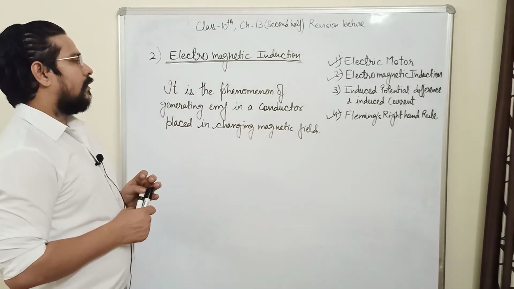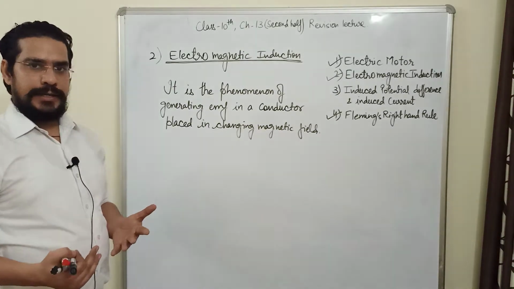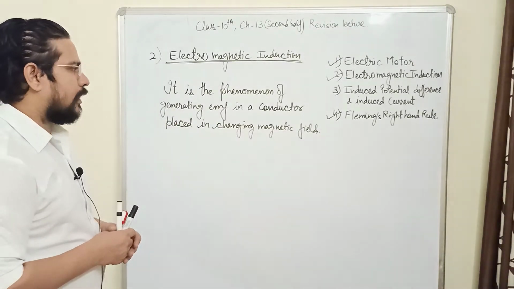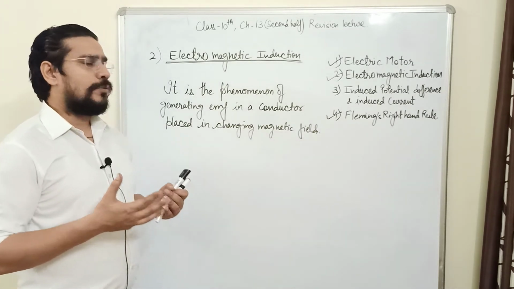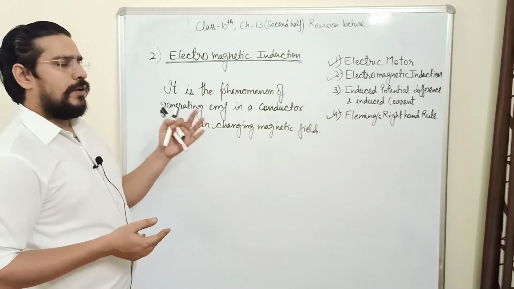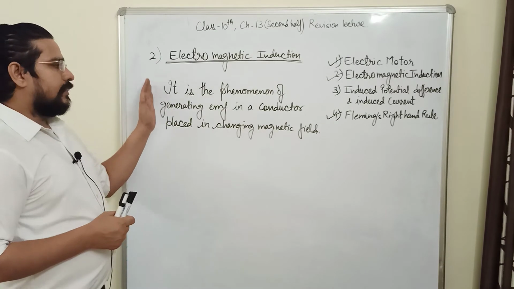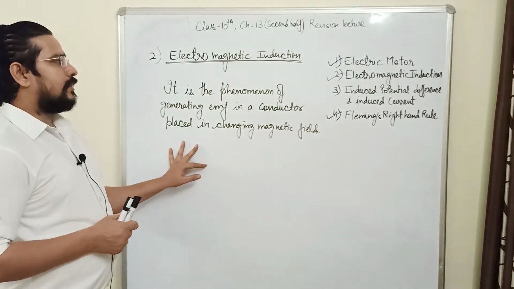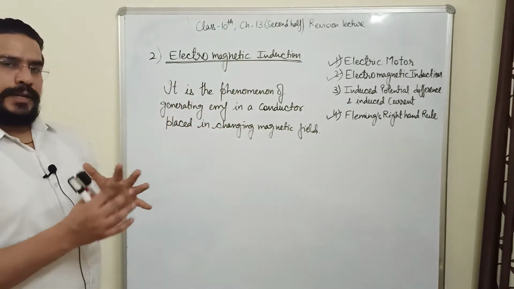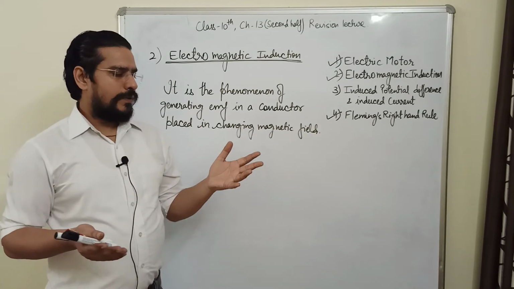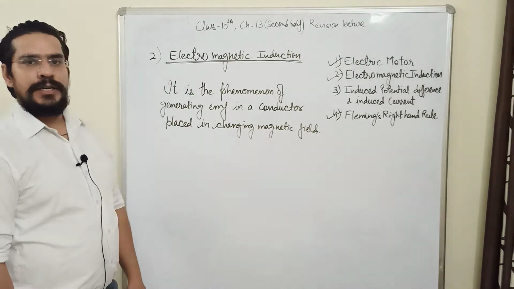We can also define electromagnetic induction like this: whenever there is a relative motion between a conductor and a magnet, some EMF is generated. That is also known as electromagnetic induction. Or whenever the magnetic field or magnetic flux linked with a coil or a conductor changes, an EMF is induced. All these definitions point towards the same concept of generation of EMF or electricity when there is a relative motion between a conductor and a magnet, or when the magnetic field linked with a conductor is changing. That is known as electromagnetic induction.